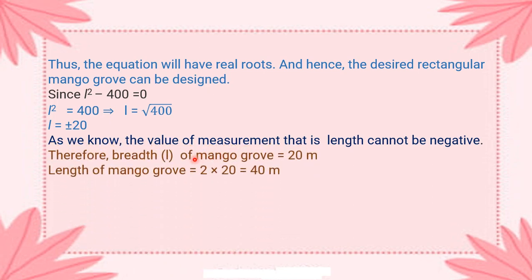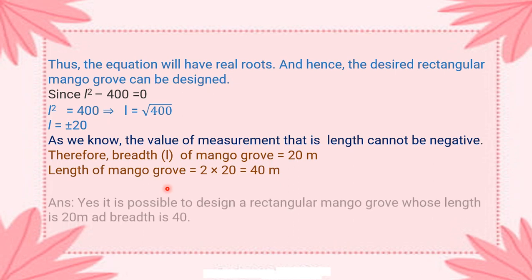So we can say that the breadth of the mango grove, which we defined as the variable L, is 20 meters. Its length will be twice the breadth, so 2 into 20, that is 40 meters. Now the desired rectangular mango grove has length 40 meters and breadth 20 meters. It is possible to design.